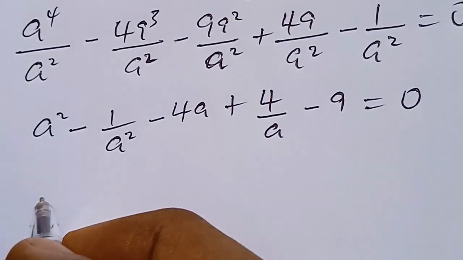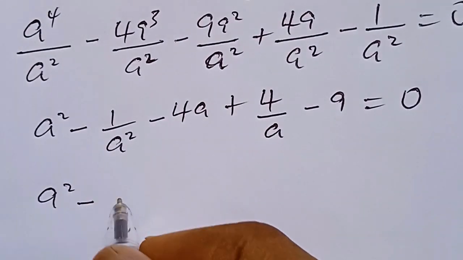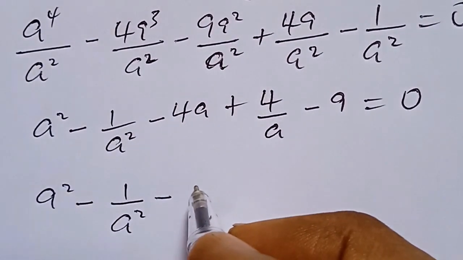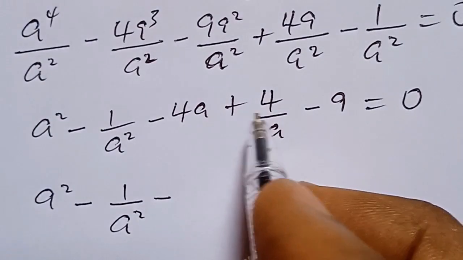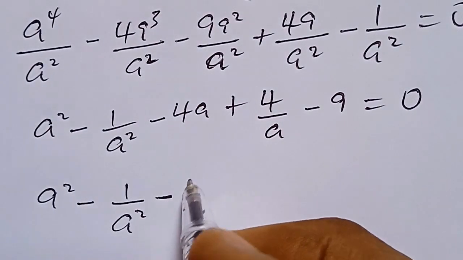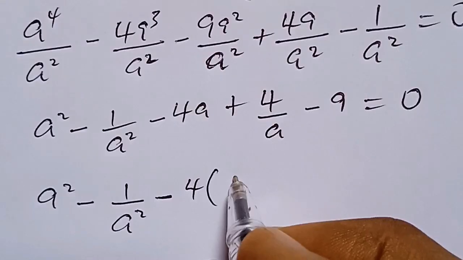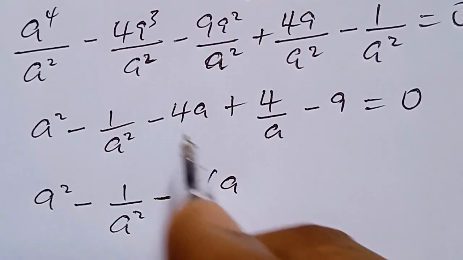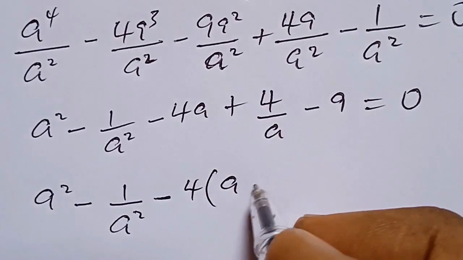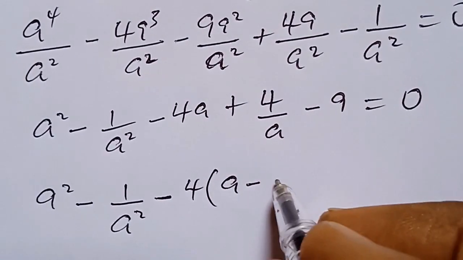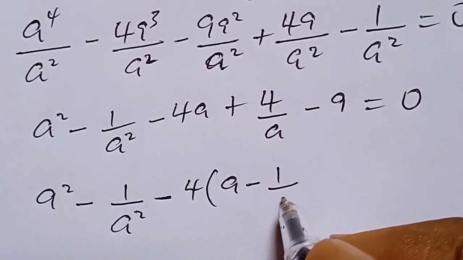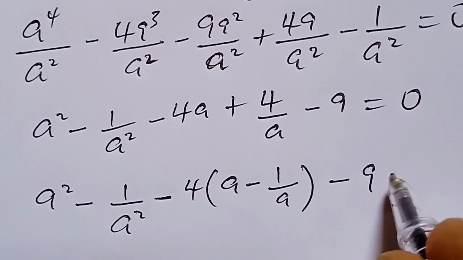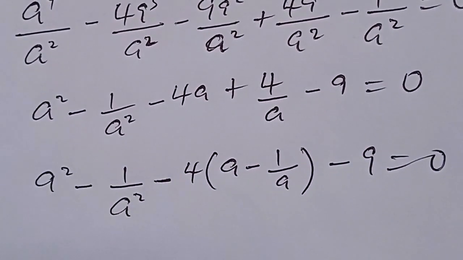So here we have a to the power of 2 minus 1 over a to the power of 2 minus, so we can factor out 4 over here. So we have 4 into bracket a minus 1 over a. We close the bracket, then minus 9 equal to 0.